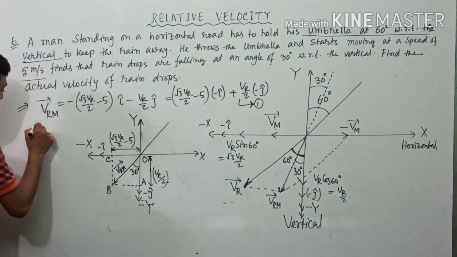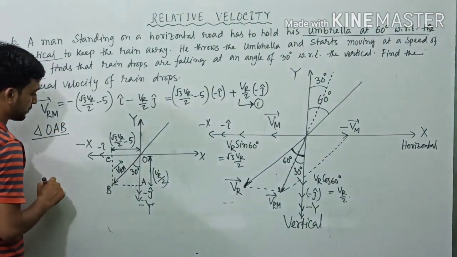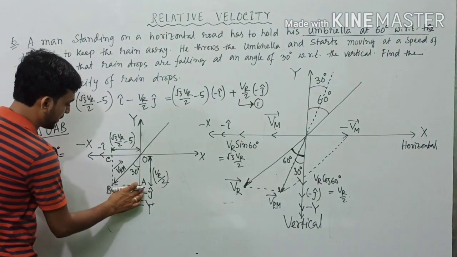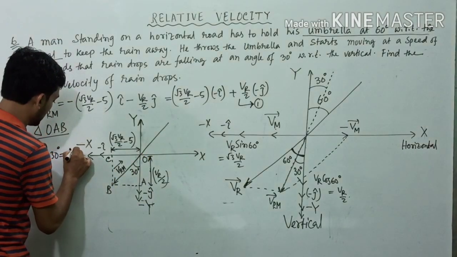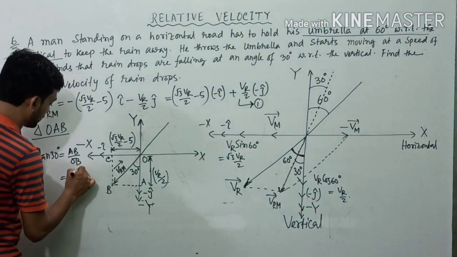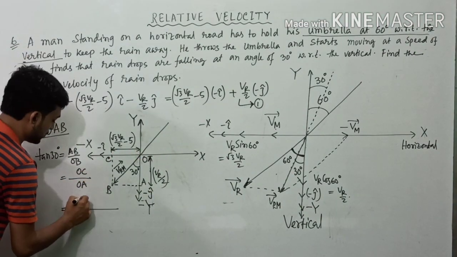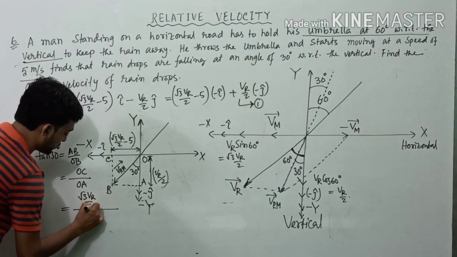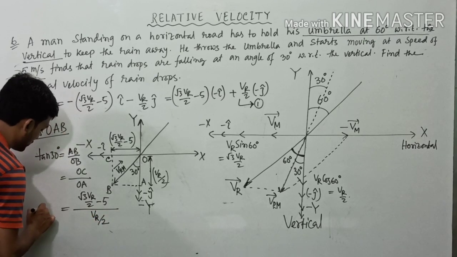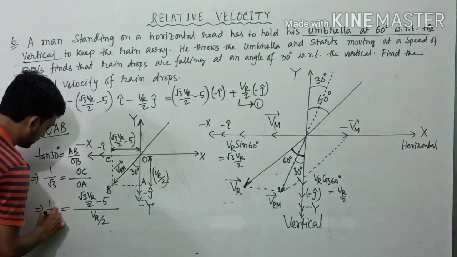Okay. Now if we consider the triangle OAB, we can write tan 30 degree is equal to perpendicular AB by base OB. Now what is AB? AB is equal to OC. And OA will remain as it is. This is equal to root 3 VR by 2 minus 5 divided by VR by 2. And what is tan 30 degree? 1 by root 3.